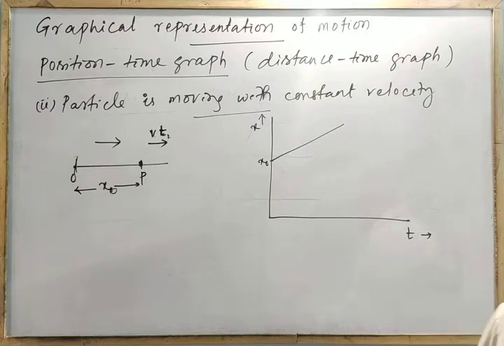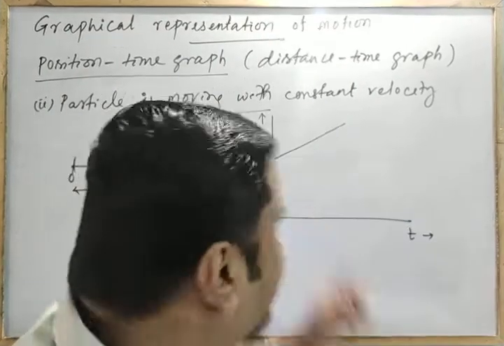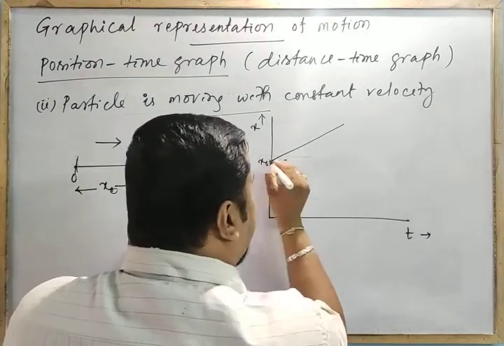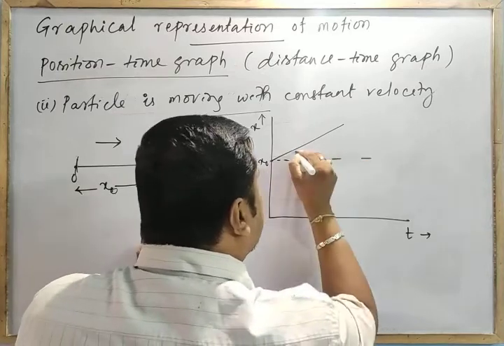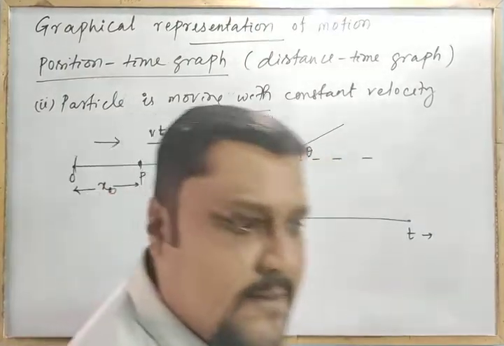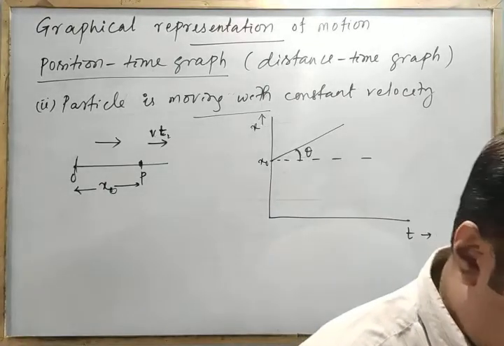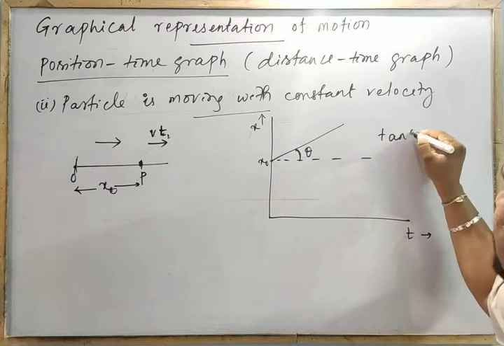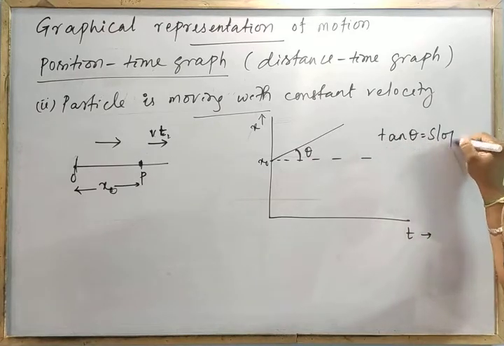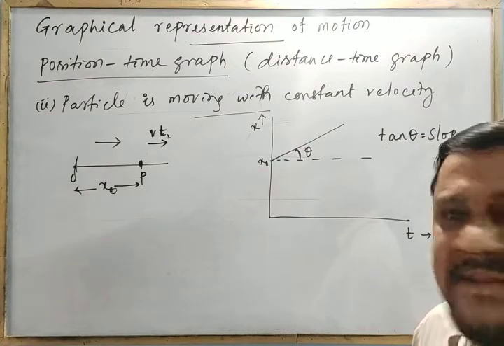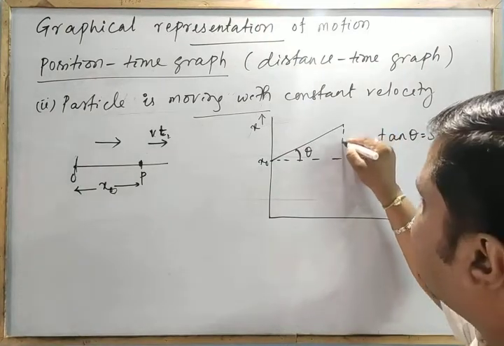And if I ask you what is the angle made by the line with the time axis, you can find the angle like this. I will take a line parallel to the time axis. This is the angle theta it makes with the time axis. In this case, tan theta is called the slope of the line.